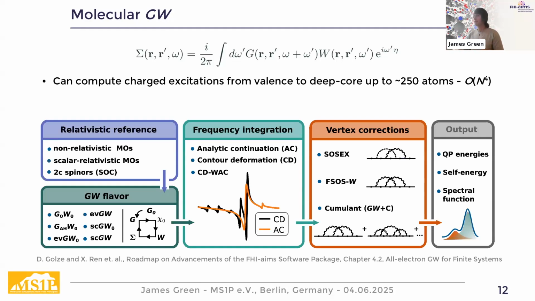We have lots of different options for GW in FHI-aims. There are different relativistic references and different flavors of GW, from the one-shot G0W0, where a single GW calculation is done on top of a ground state DFT calculation, to various varieties of self-consistent GW. We also have different methods to do this frequency integration and different post-GW corrections that can be applied as well. And as well as Dorothea's talk, this will be covered in the tutorial tomorrow for those of you who've registered.